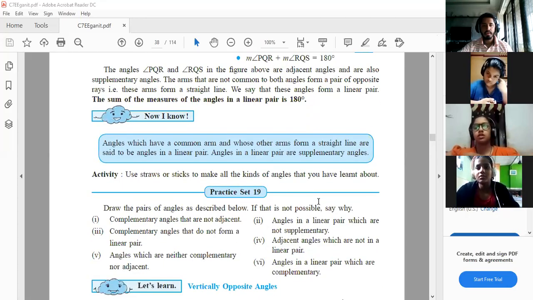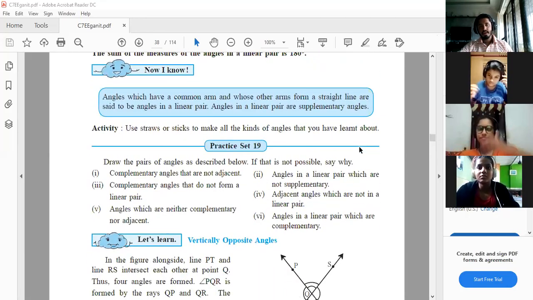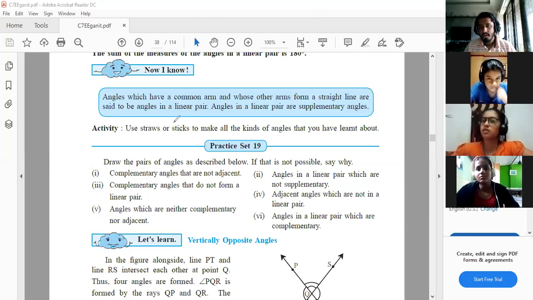Okay, if you see your practice set. Practice set 90. Draw the pairs of angles that are described below. If that is not possible, say why. So what you have to do in such pair of angles? One angle of 40, one angle of 50 we draw, we'll together get 90 degrees. One more example we'll take.